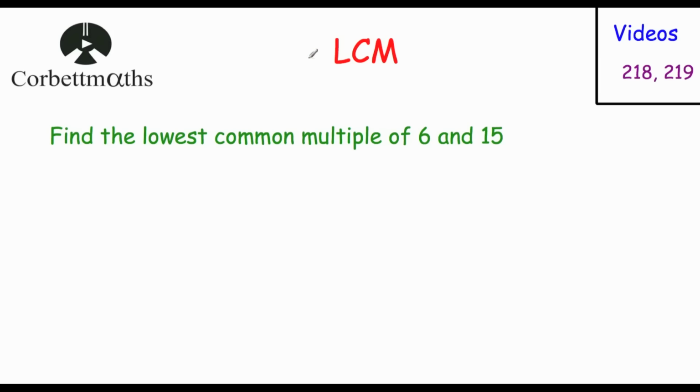Okay, let's have a look at our next topic. Our next topic is called LCM, or lowest common multiple, and that's video 218 and 219 on Corbettmaths. So in M2, to find the lowest common multiple of two numbers, you consider their multiples.